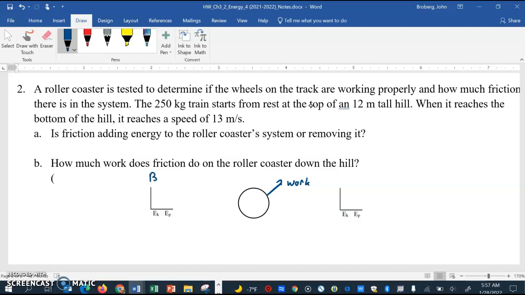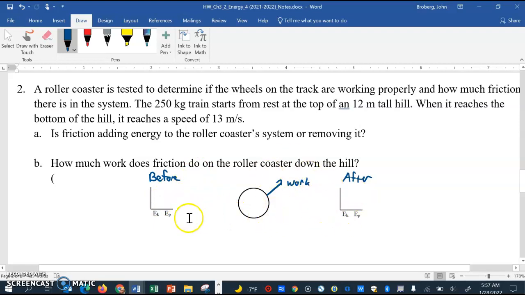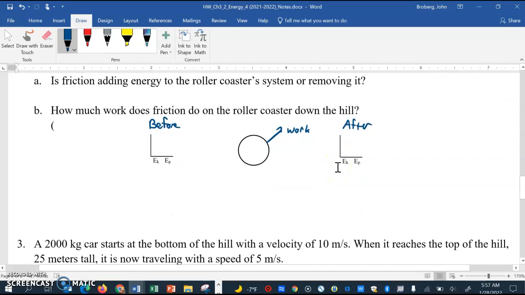And when we think of this system as like before, after, doing this with our work really tells us where work is going to be in the equation. We're going to have kinetic and potential energy on both sides, but then we'll write those in. But work really goes over on this after side. And we're going to use that to figure out how much work does friction do on the roller coaster down the hill.